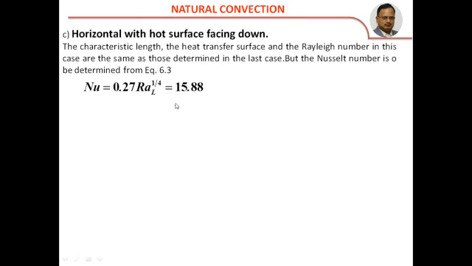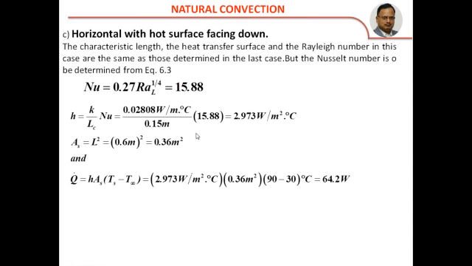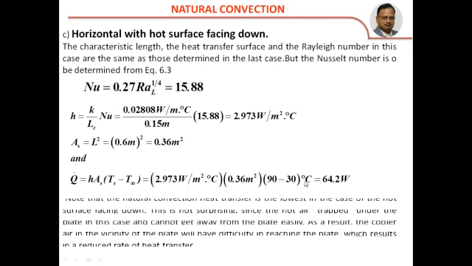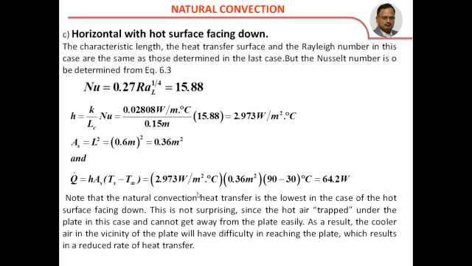This is 0.27 Rayleigh number to the power 1 by 4. And you will get the h value half of it, 2.973. And because the surface area is 0.36, the Q value will be 64.2 watts. So remember, natural convection heat transfer is lowest in the case of hot surface facing down.